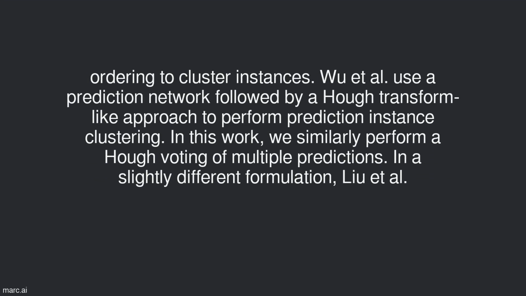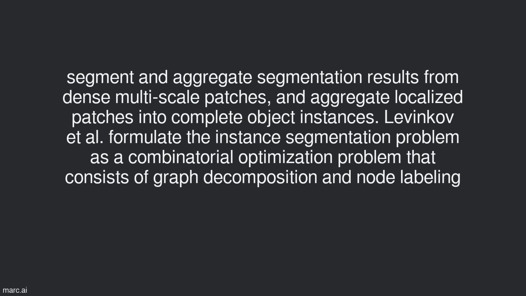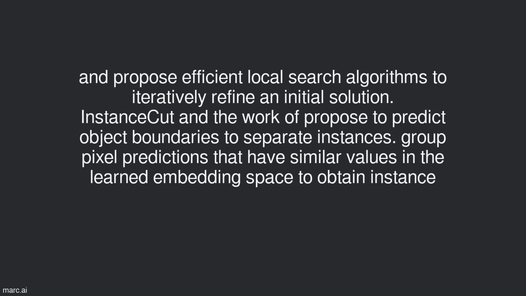Wu et al. use a prediction network followed by a Hough transform-like approach to perform prediction instance clustering. In this work, we similarly perform a Hough voting of multiple predictions. In a slightly different formulation, Liu et al. segment and aggregate segmentation results from dense multiscale patches, and aggregate localized patches into complete object instances. Levinkov et al. formulate the instance segmentation problem as a combinatorial optimization problem that consists of graph decomposition and node labeling and propose efficient local search algorithms to iteratively refine an initial solution.